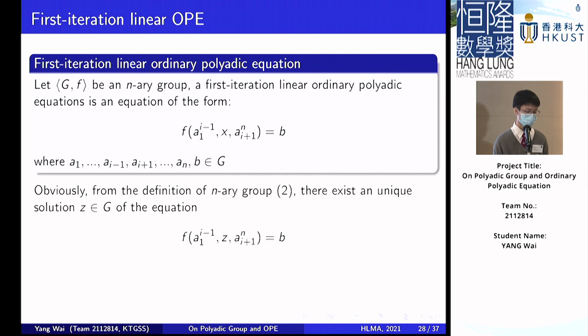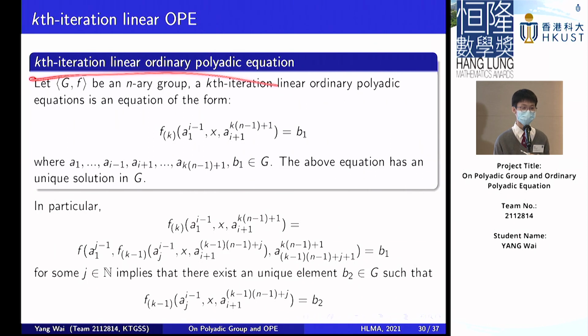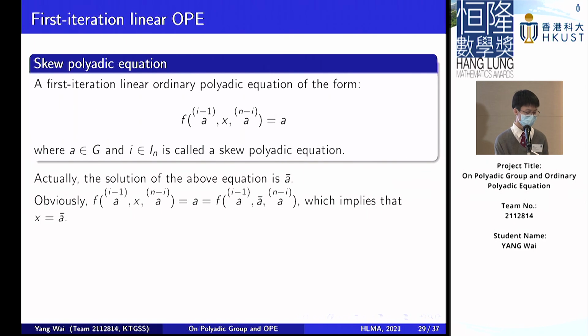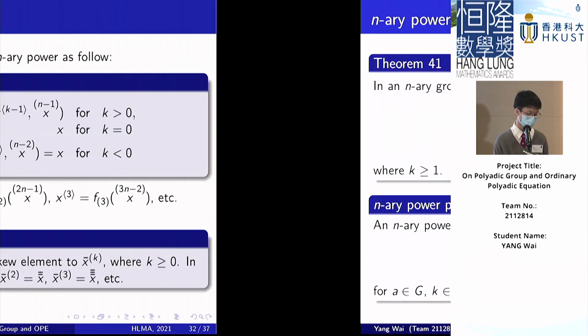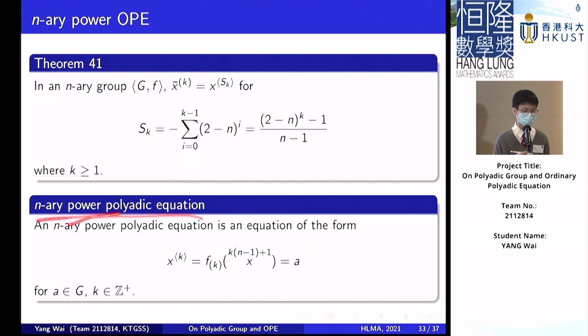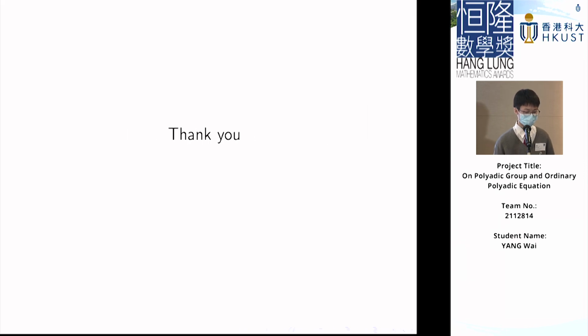And here in our paper, we proved that the first iteration linear OPE and the kth iteration linear OPE have a unique solution. And for the skew polyadic equation of this form and the n-ary power OPE of the following form, we have some explicit solutions. And that's all I want to say in this presentation.